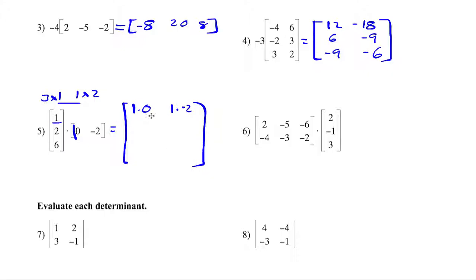And we can see my rows there. 2 times 0, and then next, 2 times negative 2. Next up, we have a 6 times 0, and then a 6 times negative 2.